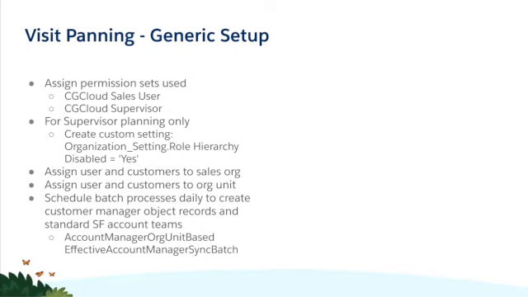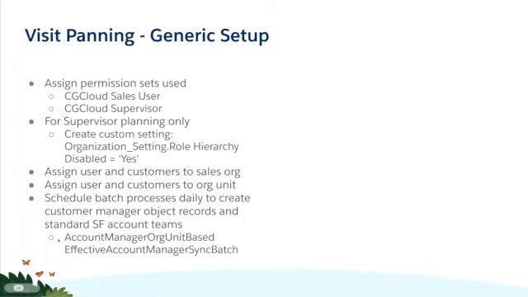Some generic hints for setting up visit planning. You need to have the correct permission sets for the user. For example, it's important when you have supervisors in the summer release to assign the correct permission set, because otherwise, when you are in the online system and you want to plan the visit schedule for the team, you will not see the lookup to select the user from the team. Equally important for the supervisors is this custom setting, where you need to disable the role hierarchy.